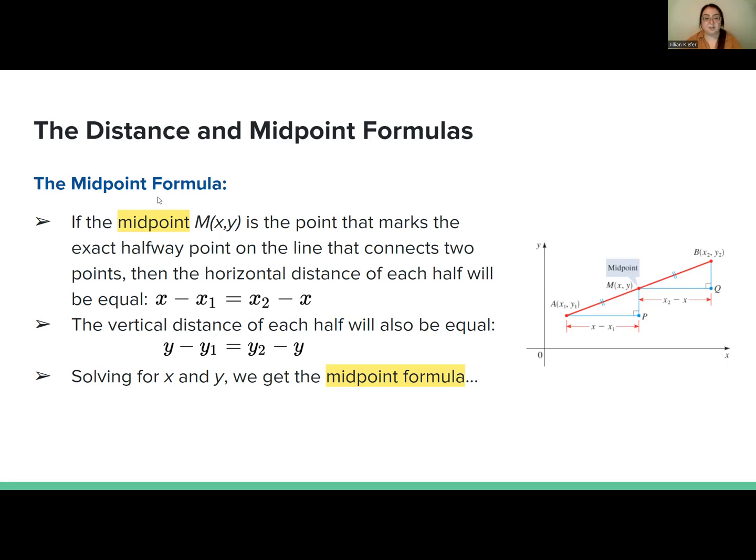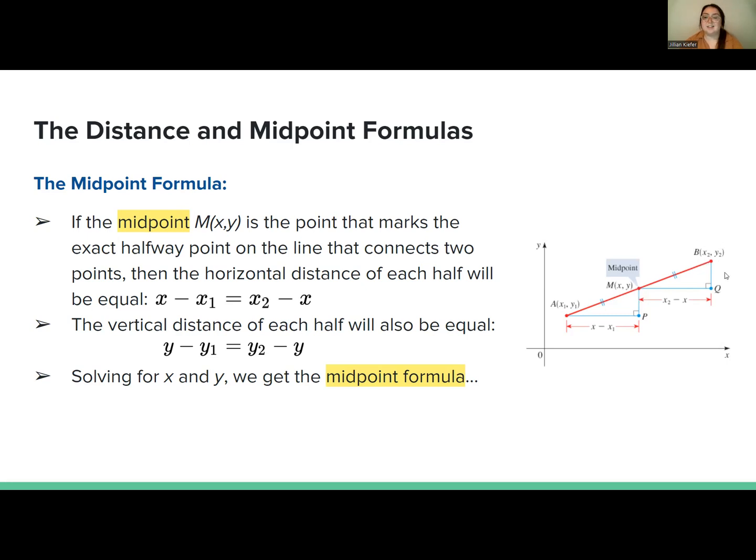We don't have to particularly remember this. But if x is that x value that's right directly in the middle, we say that x minus x sub 1, the x value from that first point, is the same thing as having x sub 2, the x value from the second point, minus the x value of the midpoint.